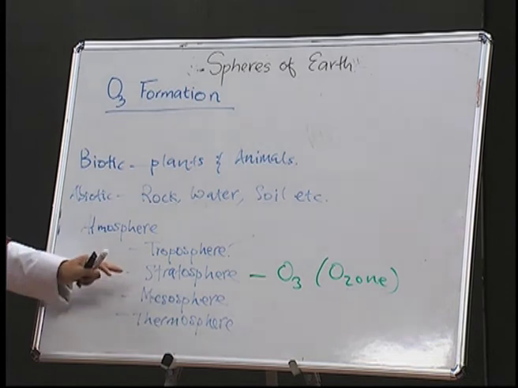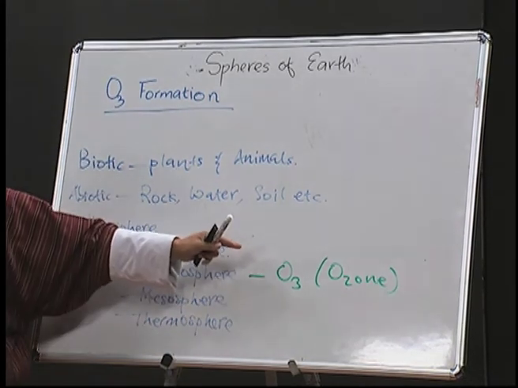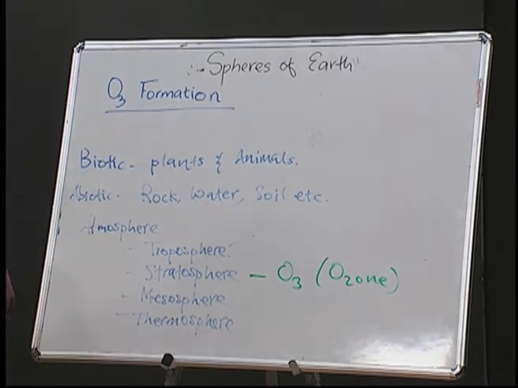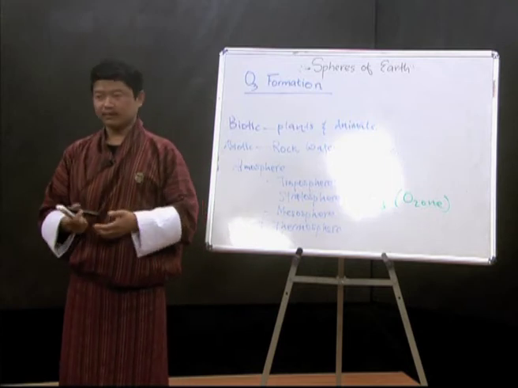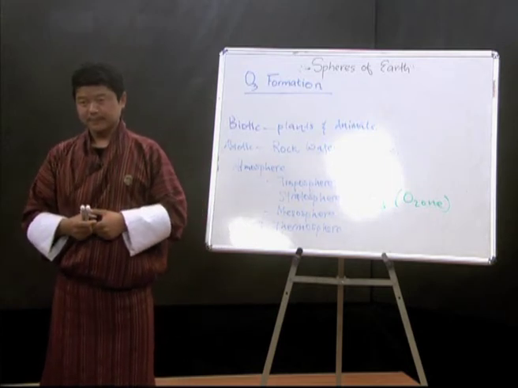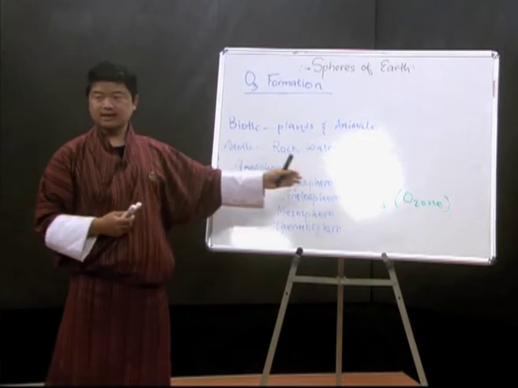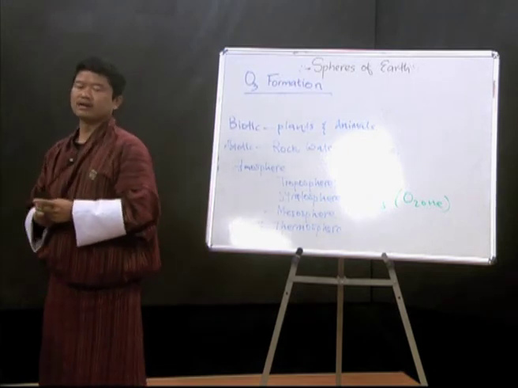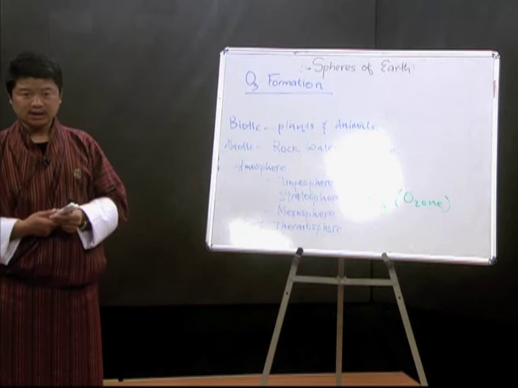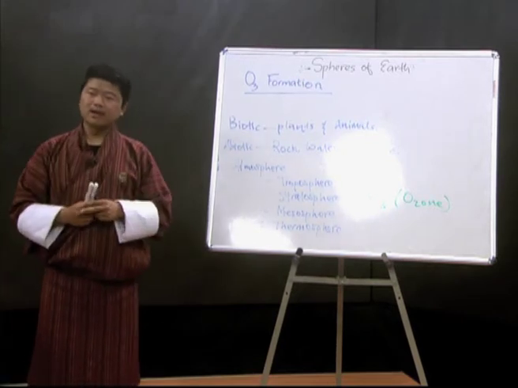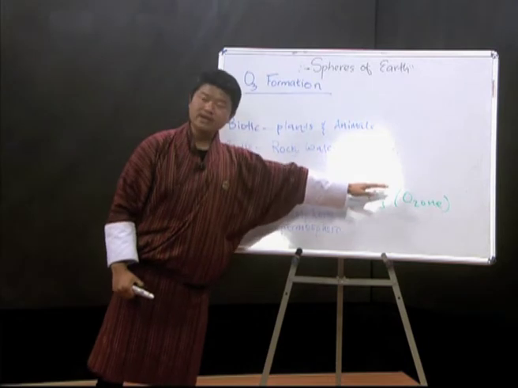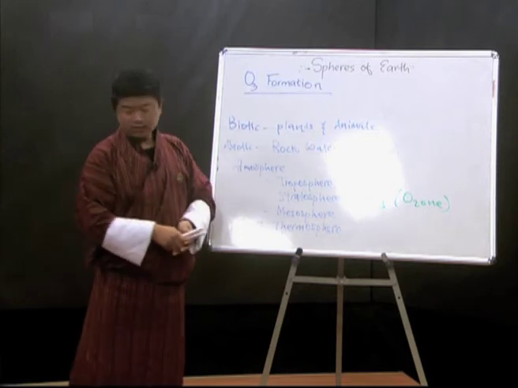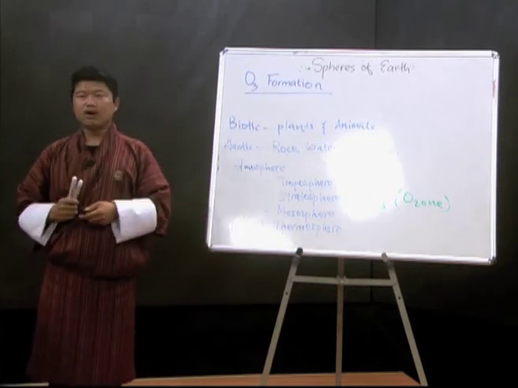Now, stratosphere contains ozone, and ozone is also known as the sunscreen of the earth. Why do you think it is called the sunscreen of the earth? Because the ozone layer protects the earth from the harmful ultraviolet rays or UV rays from entering our planet. So, it basically shields the earth's surface from UV rays. Now, let us move on with the formation of ozone.